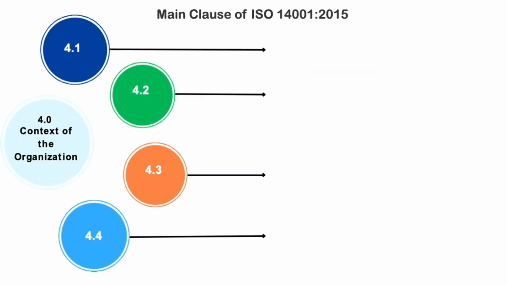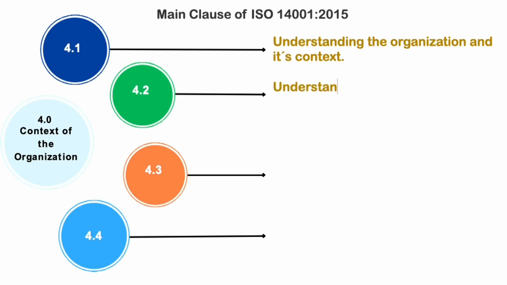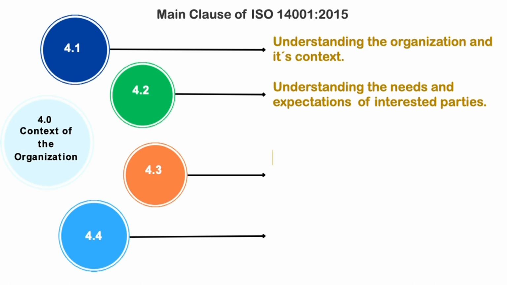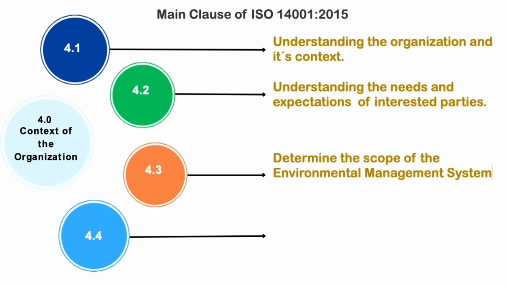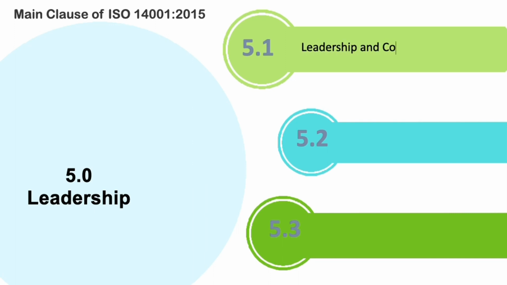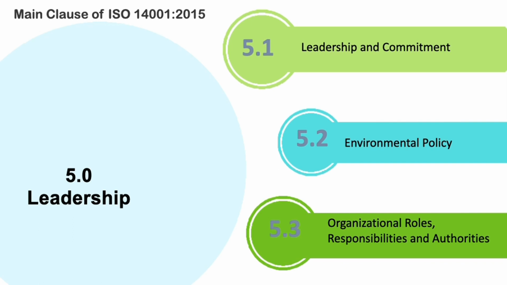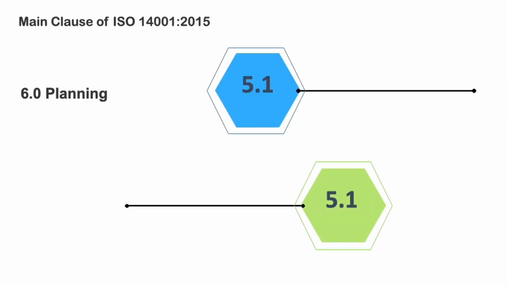Clause 4.0, Context of the organization, is about understanding the organization and its context, understanding the needs and expectations of the interested parties, and determining the scope of the Environmental Management System itself. Clause 5.0 talks about leadership and commitment, environmental policy, and organizational roles, responsibilities and authorities.